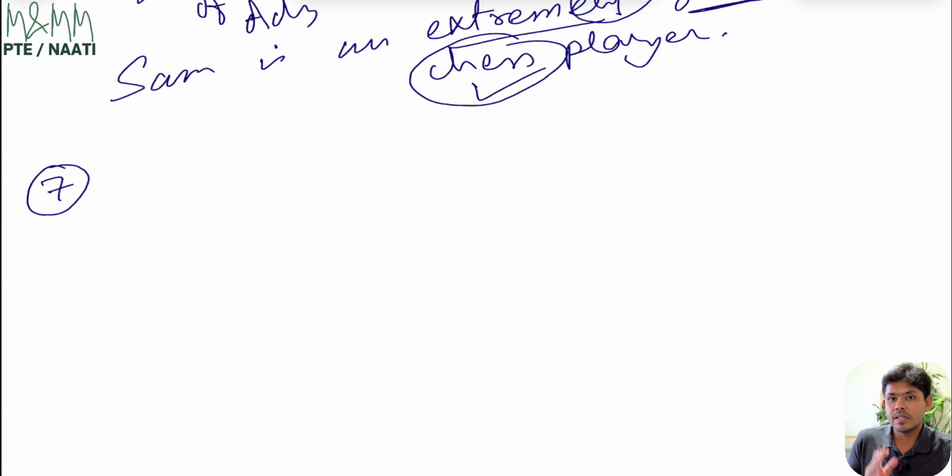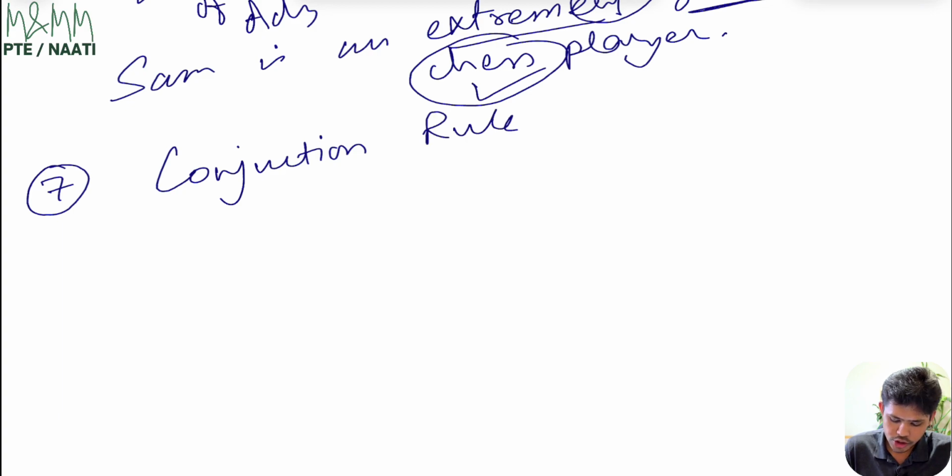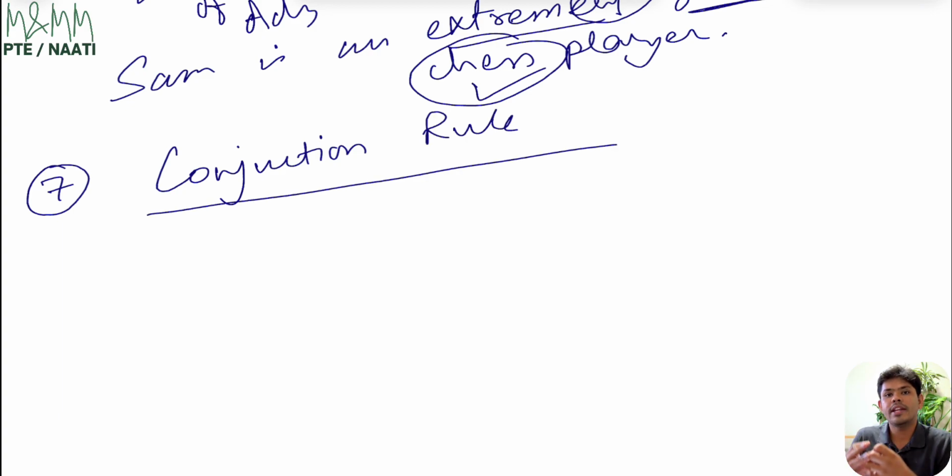Now, last but certainly not the least, conjunction rule. What is the meaning of conjunction? Conjunction means to join something, right? The most common conjunction you will see is and. That gets used a lot when you want to join two different clauses. You want to make a big sentence by joining phrases, clauses, right? So and is used a lot to have a complete sentence.